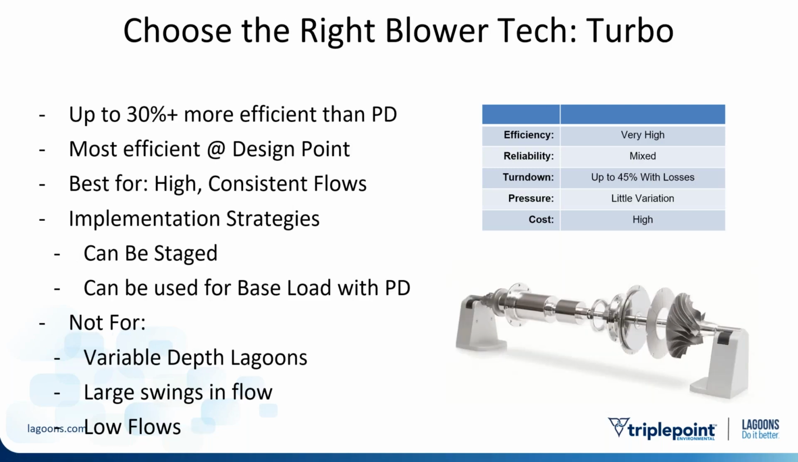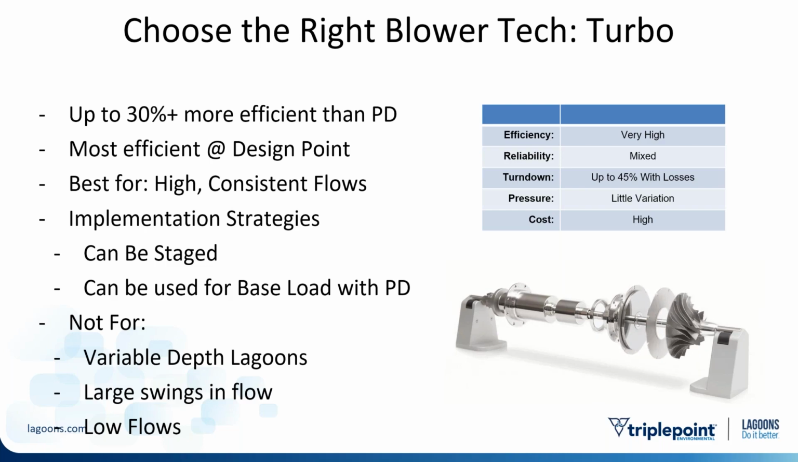And lastly, we have turbo. This is a very specialized kind of technology, but in the right application, it's even more efficient than positive displacement, more efficient than these screws I just talked about. The thing is, turbos are very effective at their design point. If you say, I want 2000 SCFM all the time at the same pressure, turbo is going to be your best bet. So it's best for high, consistent flows.